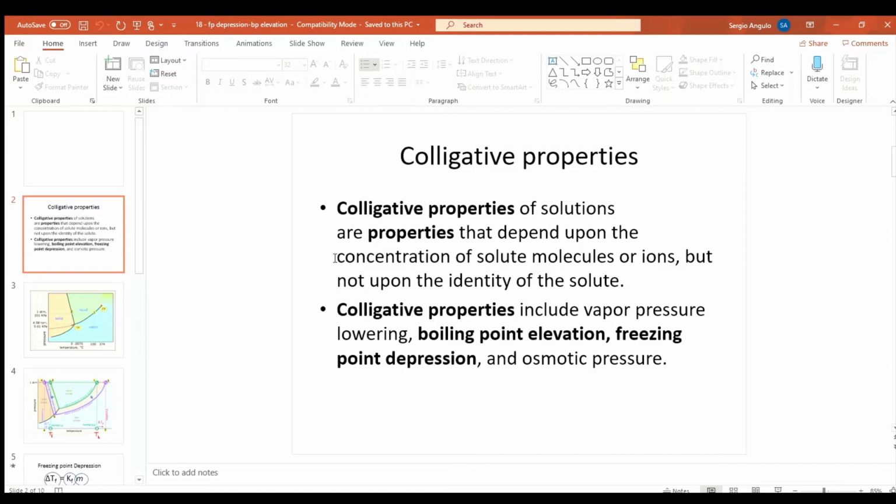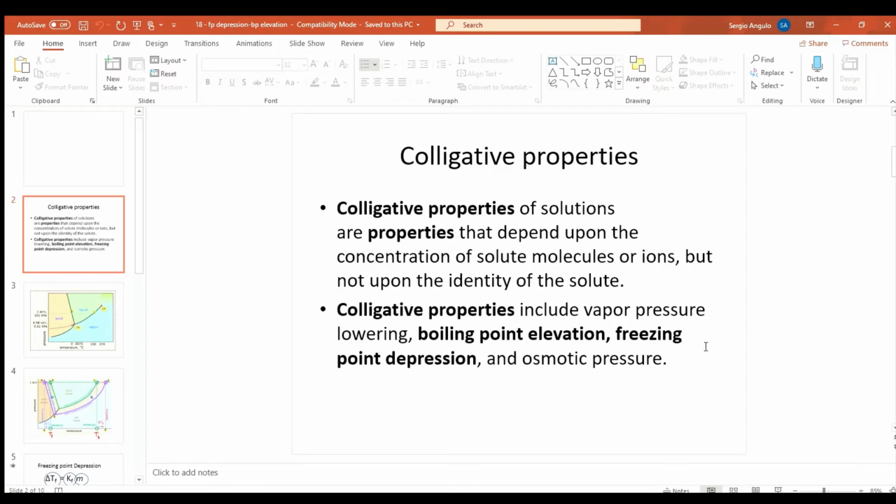But what the identity of the solute is really has nothing to do with the property. It's the fact that something is being dissolved inside of something else. And the second bullet point here says that colligative properties include vapor pressure lowering, boiling point elevation, freezing point depression, and osmotic pressure. I'm going to let you guys read on vapor pressure lowering.